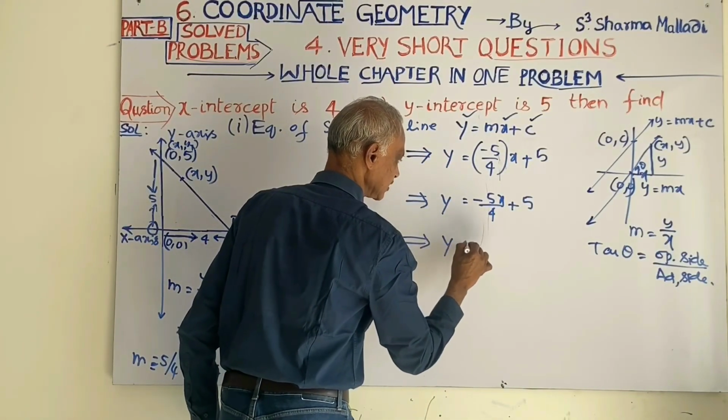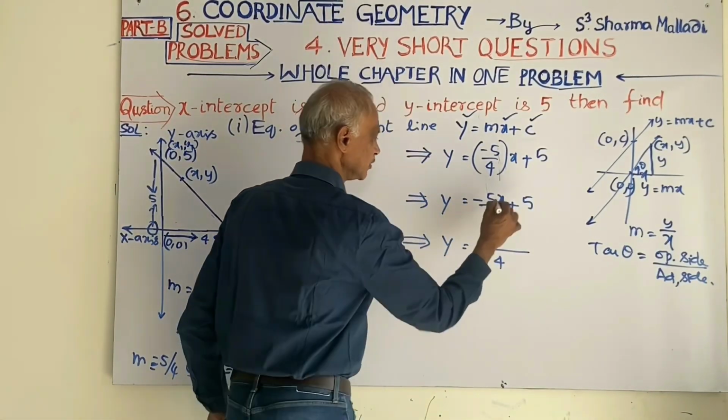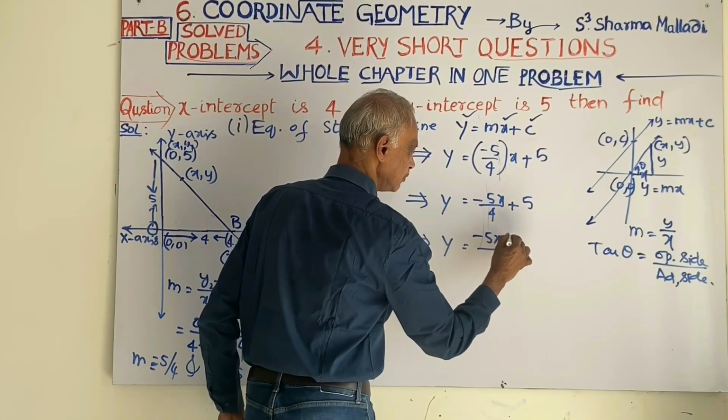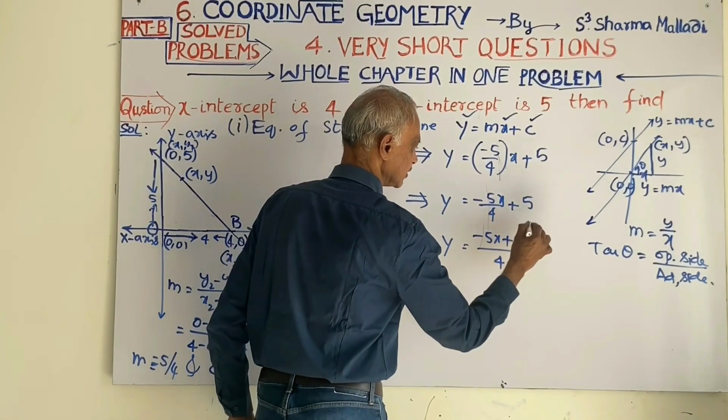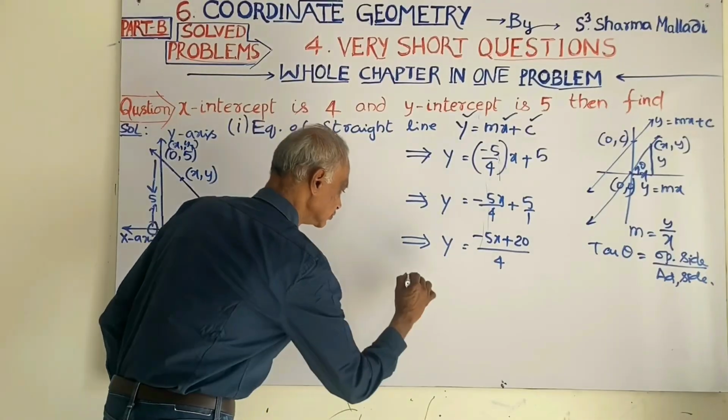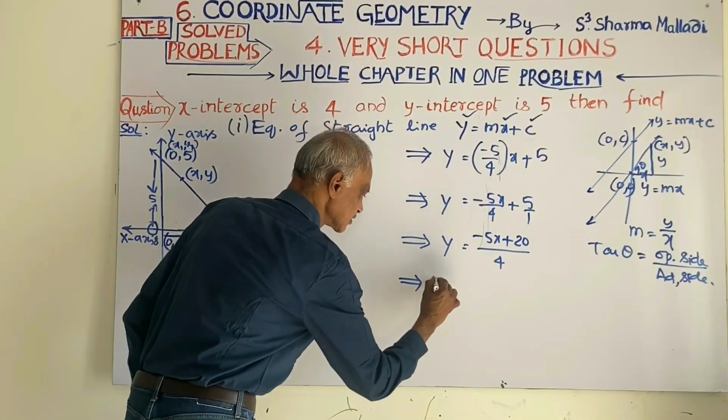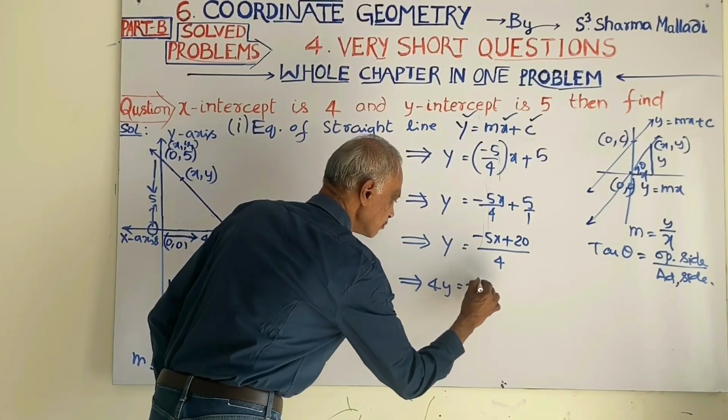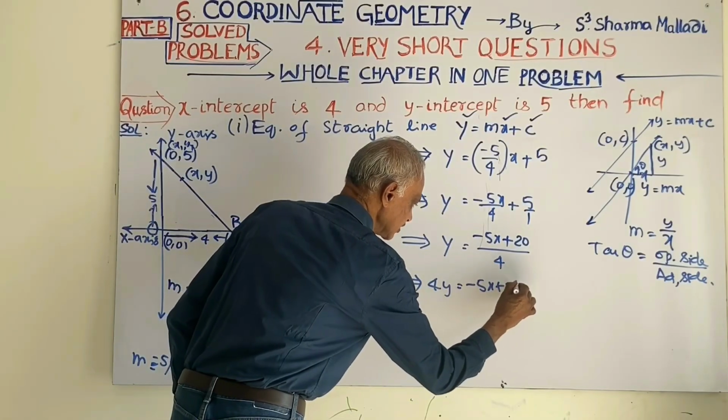I will take LCM here. 4, you will get minus 5x plus 4 5s are 20. Now, it can be written as 4y is equal to minus 5x plus 20.